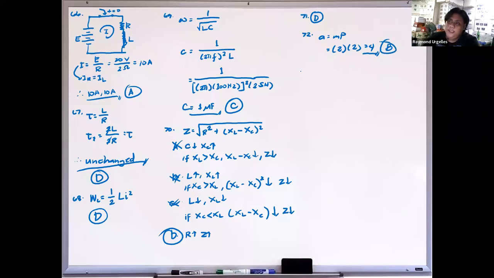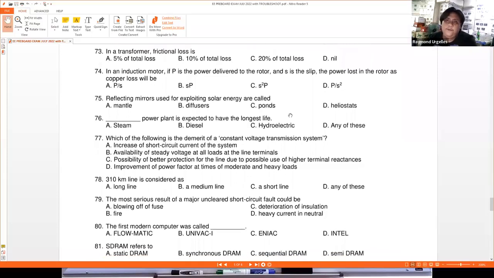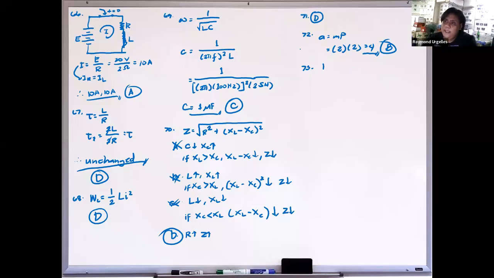Okay? So next number, 73. So in a transformer, frictional loss is, remember sa transformer, walang rotating part, so wala tayong frictional loss. So therefore the answer is nil. Nil means 0. Okay? So next, 74.